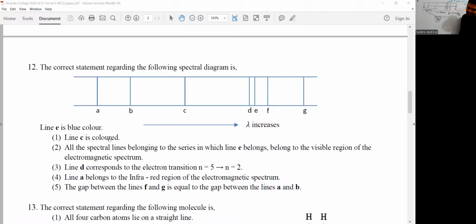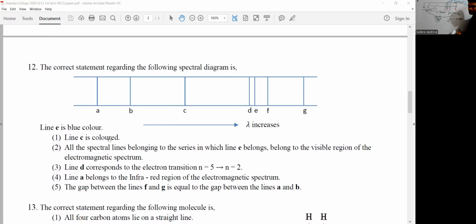So line C is colored. It's wrong. Line C is in the UV region, no? It is in the Lyman series, so it's not going to be colored. To be colored, it must be in the visible region. Visible region wavelength is 400 nanometers to 700 nanometers approximately.